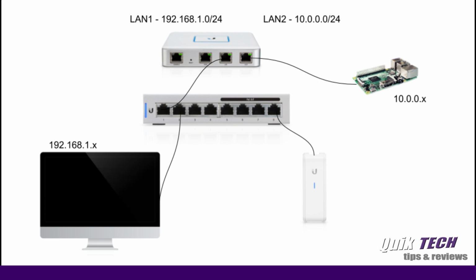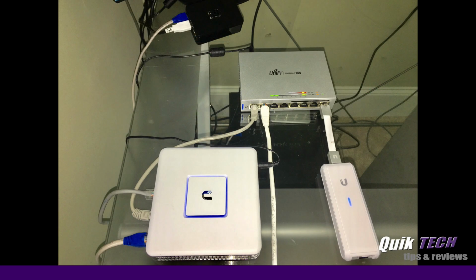And what I thought I would also show you is what this diagram looks like in real life. It's not very pretty. It is a lab setup, but you can see the USG here is connected to the switch on port 1. The computer is the white cable, which is connected to port 2 on the switch. The Cloud Key is on port 8. And then if you look back at the USG, you can see that the LAN port 2 with the blue connectors is connected up in the back to the Raspberry Pi. So let's get pinging and see what kind of results we get.